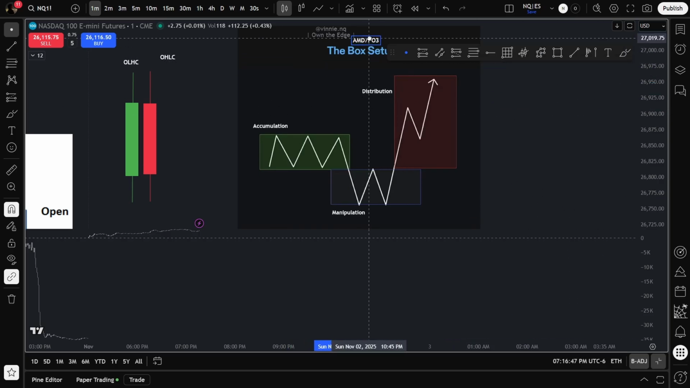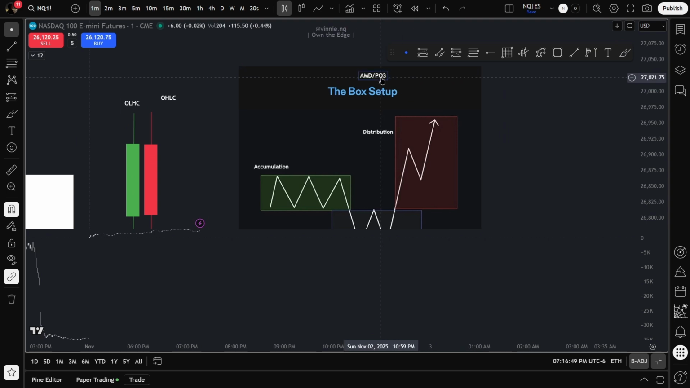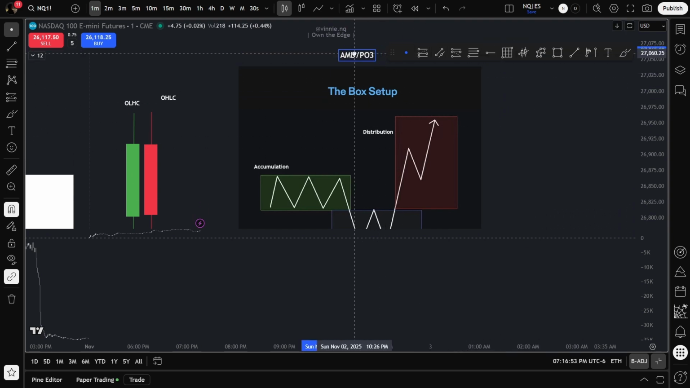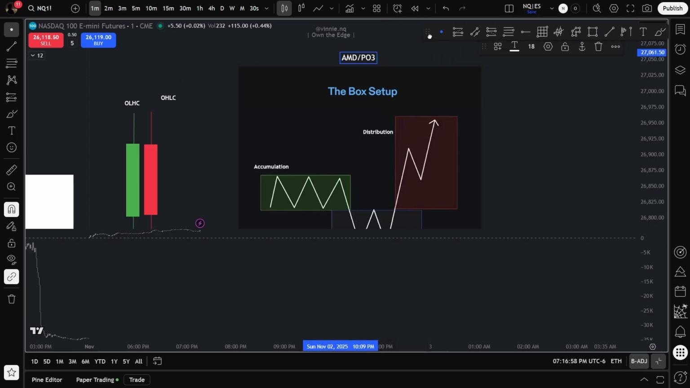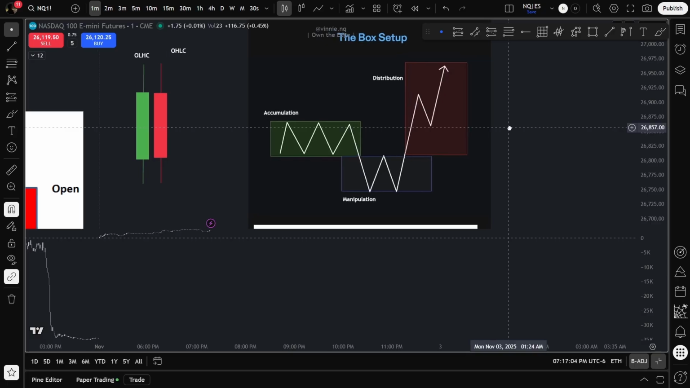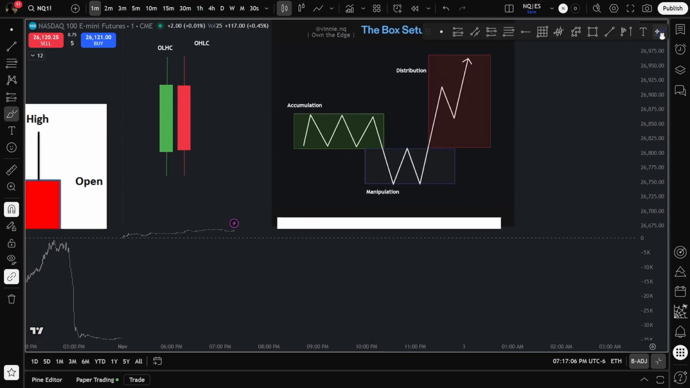I know this is probably overwhelming, but I'm giving you all the knowledge in one place, and I'm speedrunning it for you. So AMD PO3 is a concept of how price moves. You open here, you go low, you go high, and then you close. This is your open low high close, but on a higher time frame.